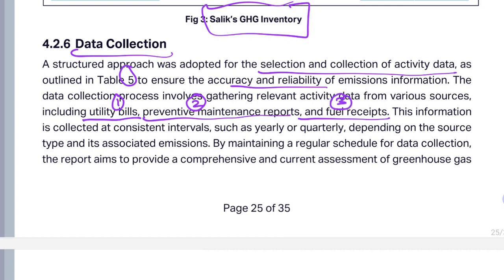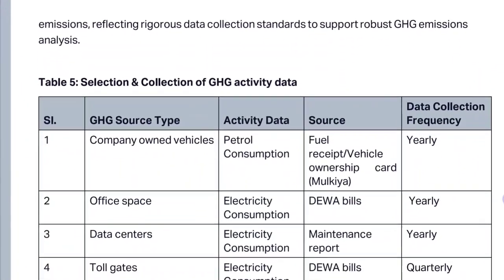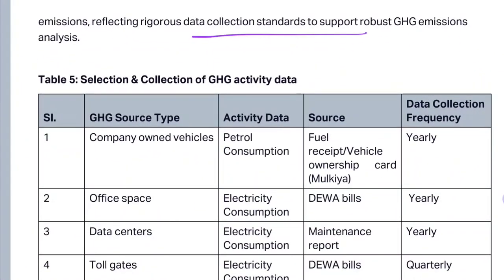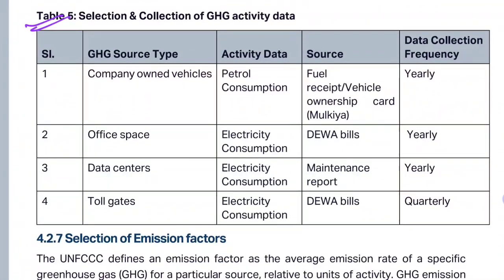So this information is collected at consistent intervals, such as, important guys, so please remember, quarterly or yearly, depending on the source type and associated emissions. By maintaining a regular schedule for data collection, the report aims to provide a comprehensive greenhouse gas assessment, also reflecting rigorous data collection standards for robust GHG analysis. So please mark this table, very important, to understand the selection and collection system of the GHG activity data.